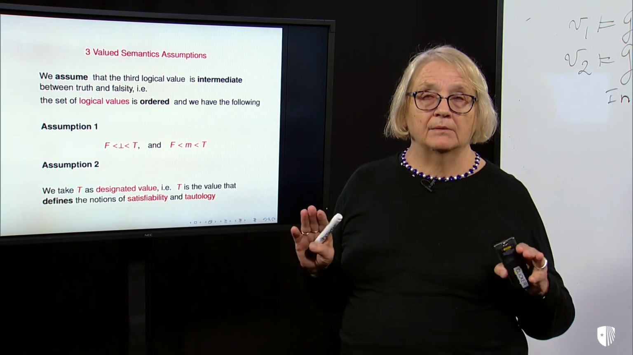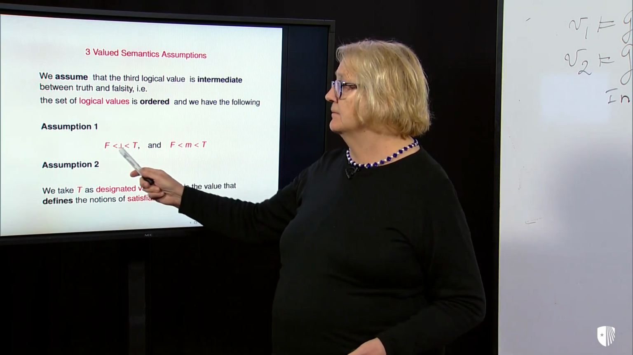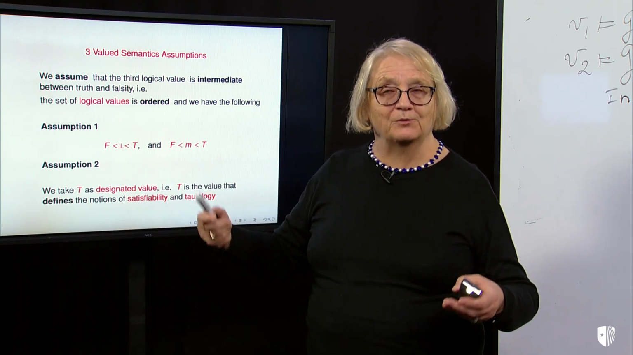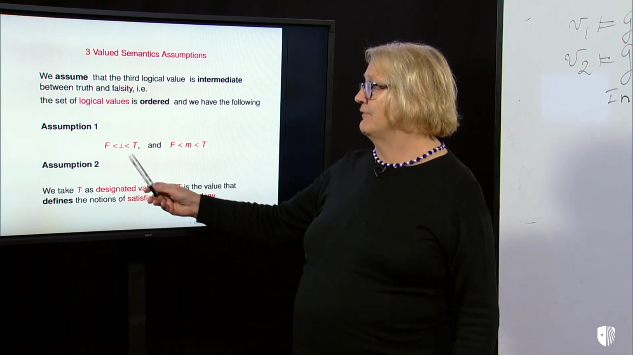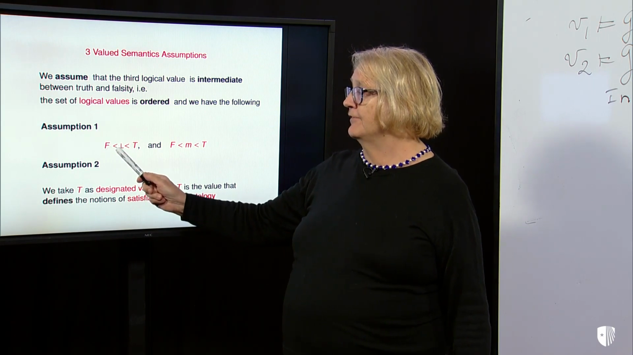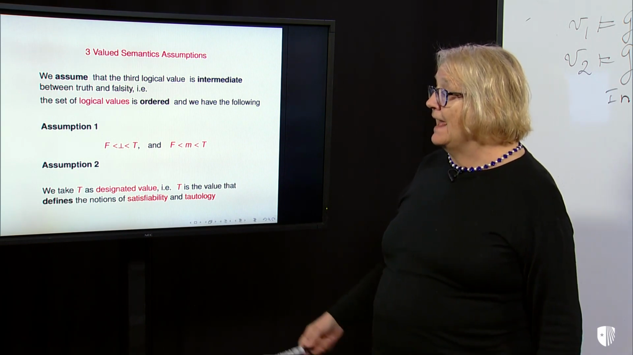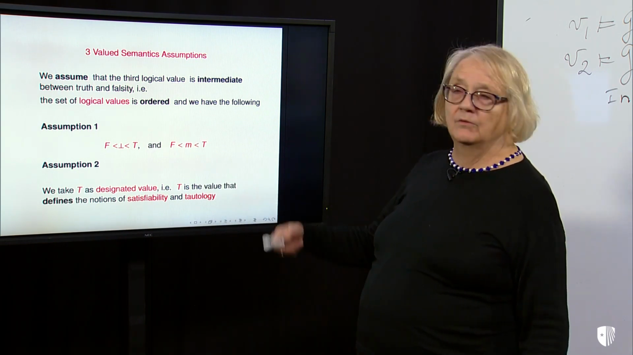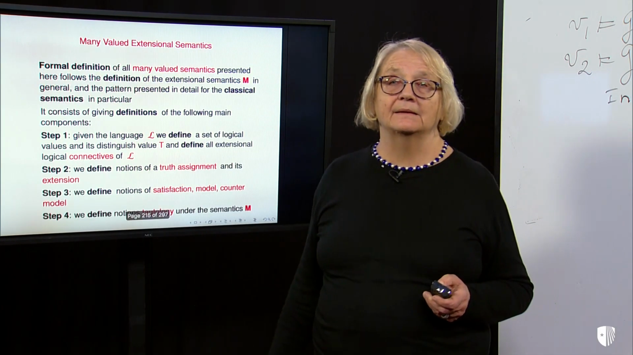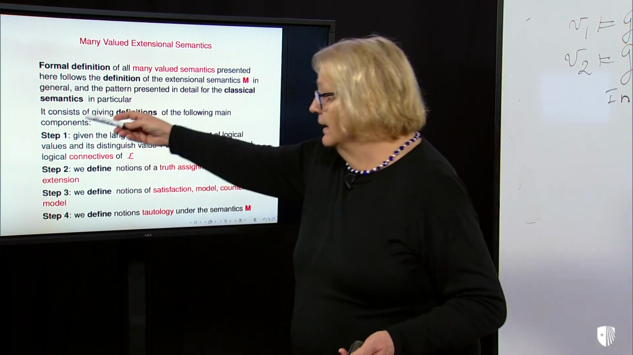And we have some assumptions. First, we assume that it's nice to have, you don't always need it, but we assume in our framework that the values are ordered. So there's an order: F is less than unknown, less than T, and the same for M. And T is the designated value, used to define satisfiability and tautology. Now we have our 4 steps.